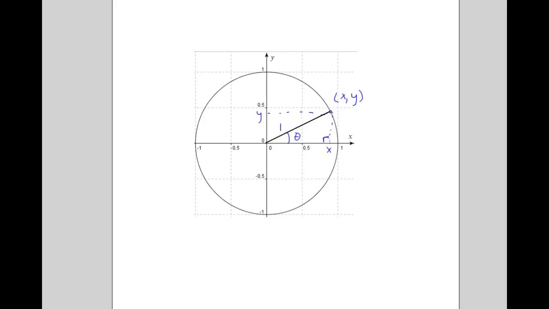Well, if you think about it, as I change the measure of this angle right here and I rotate this thing up, the measure of that angle will also determine a point. As I rotate up to 90 degrees, from 0 to 90 degrees, I went from this point to this point. So the angle itself can determine points on this circle.